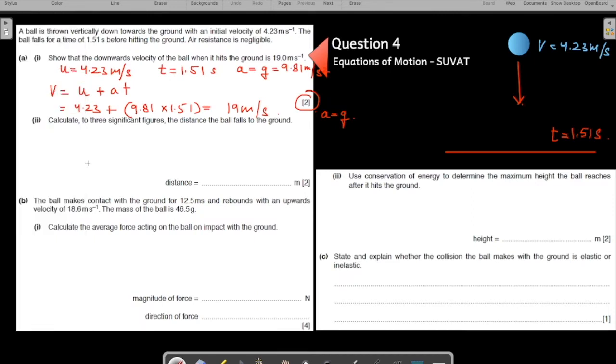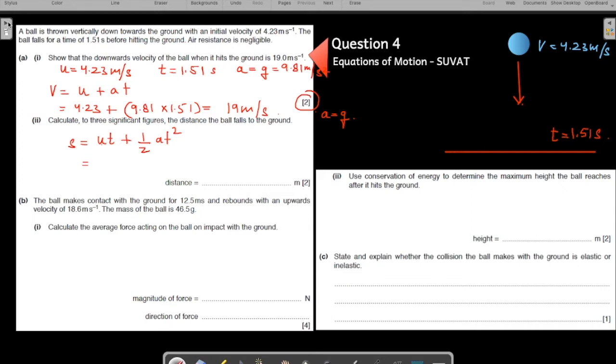So s is ut plus half at square. Substitute the values please. t you know, half at square. Please solve it in your calculator, substitute the values, pause the video for a moment here and work out your answer. I'll show you the mark scheme now. If you want, you can pause, work it out and then play the video.